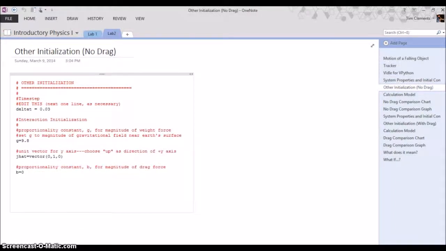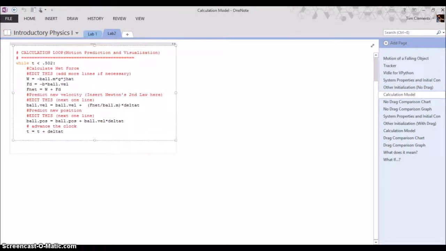This is what the program would look like if we did not include drag into the motion. I set delta t equal to 0.03 since it was about equal to the change in time between each frame. G is equal to 9.8 because the ball was dropped on Earth. J hat is equal to vector 0, 1, 0, and B equals 0 because we are not accounting for the drag force. In the model, the program is set to calculate the motion for 0.502 seconds.